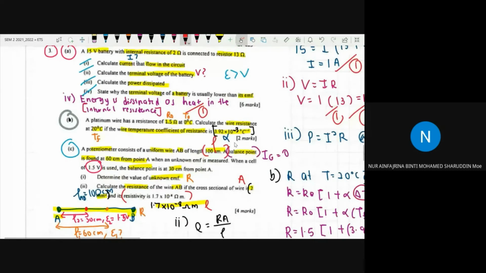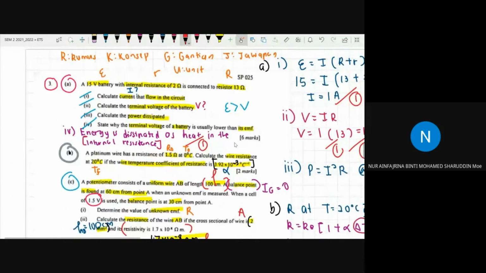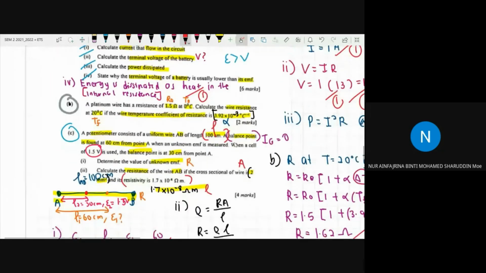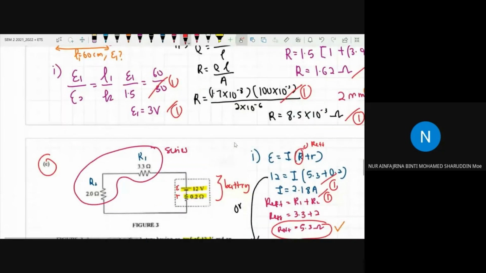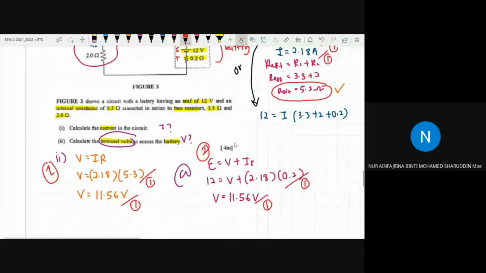So, this is how you answer PSPM question. Because kalau PSPM question dia adalah subjektif, you memang kena tulis semua ini. That's why practice yourself to write the formula. Even though you know how to solve the question immediately, write the formula, write the substitution, write the final answer with the correct unit.